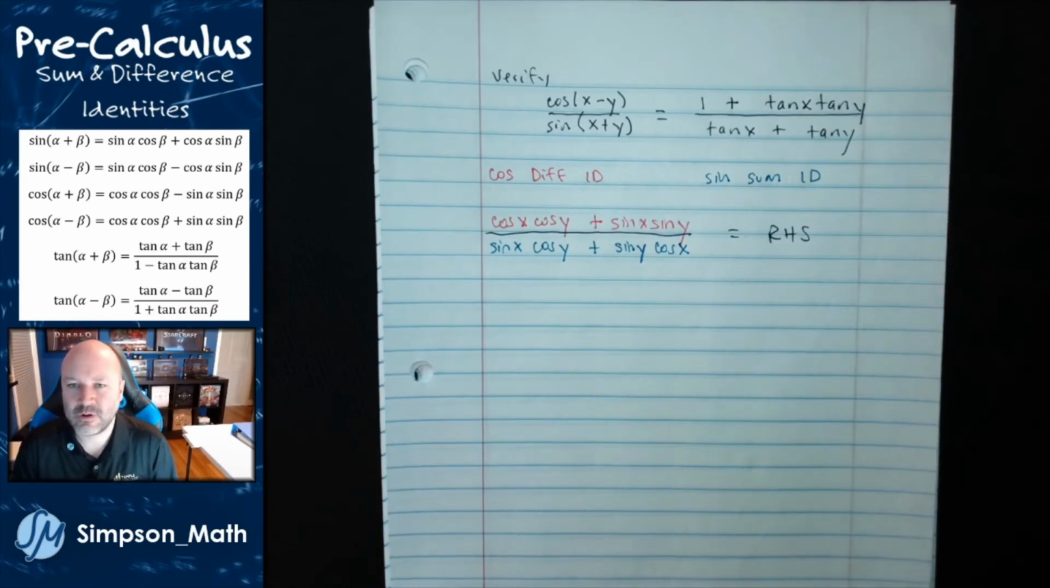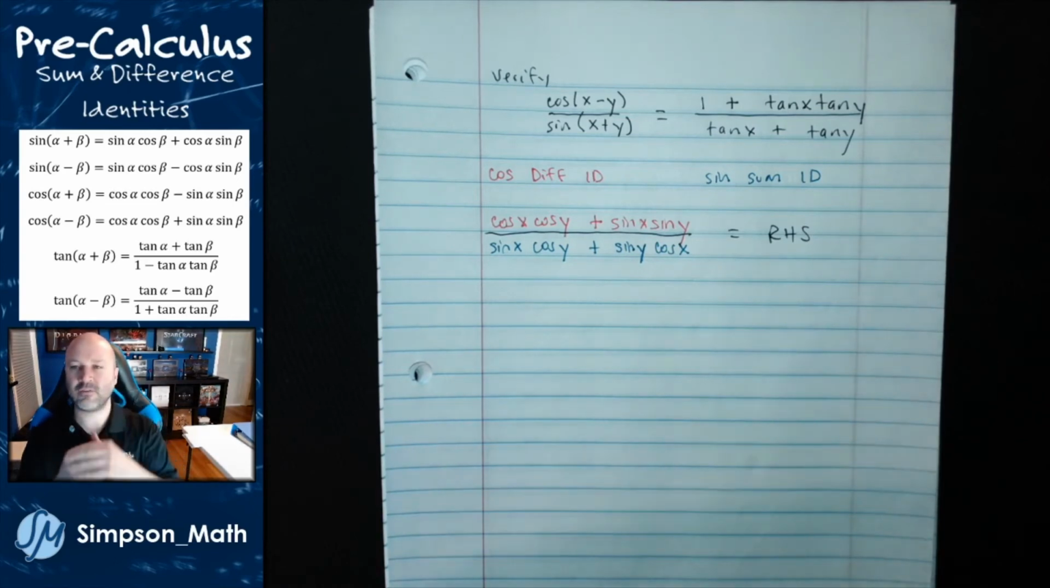Now, how in the world am I going to get all that mess to be that tangent stuff? Well, that's kind of a hint. I need all that stuff to be tangents. And how do I get tangents? Well, it's a quotient, it's sine over cosine.